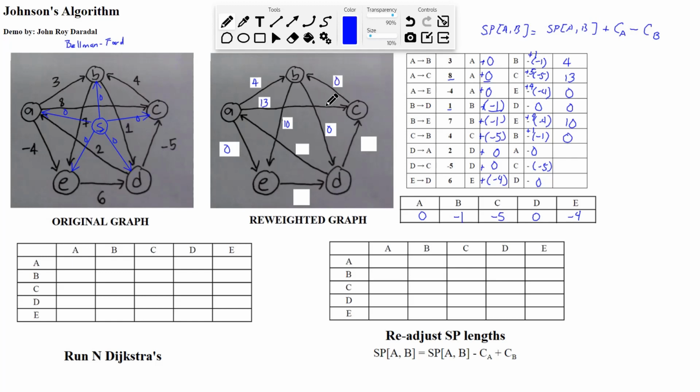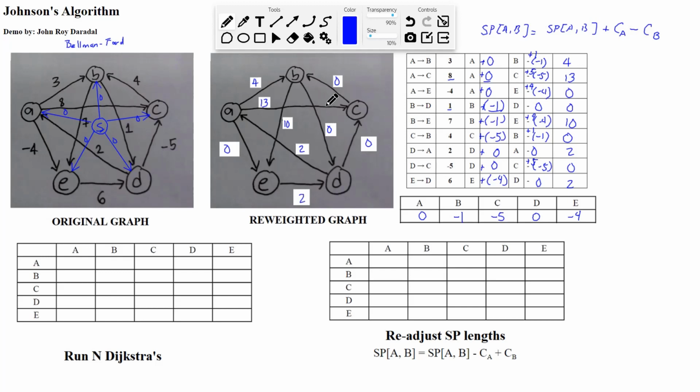So that's 0 here. And then DA, you have 2 plus 0 minus 0. So DA is 2. So this still remains 2. For DC, you have negative 5 plus 0 minus negative 5. So this is plus 5, right? So negative 5 plus 5 is 0. So they cancel each other out, right? And then lastly, for ED, so that's 6 minus 4. So this will become 2. So that is for ED.